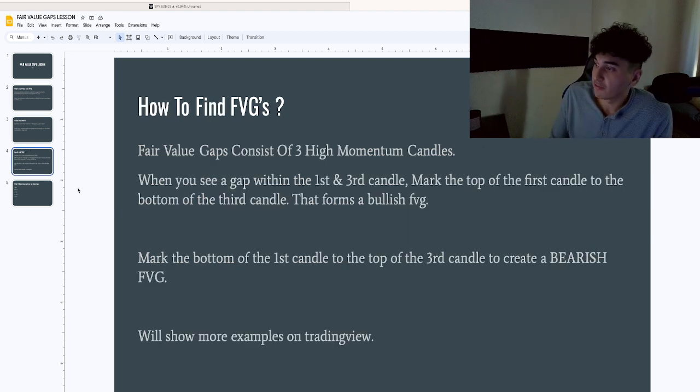How do we actually find fair value gaps? So fair value gaps can usually consist of 3 high momentum candles. When you see a gap within the first and the third candle, you want to mark out the top of the first candle to the bottom of the third candle. This is what forms a bullish fair value gap, and I'll show you guys an example of exactly what I mean on the charts very shortly.